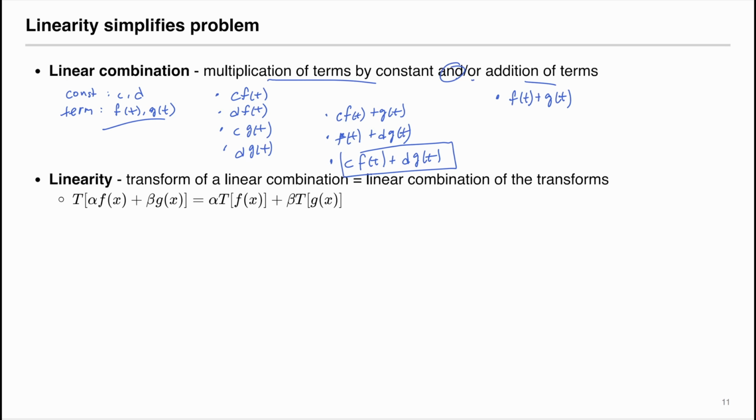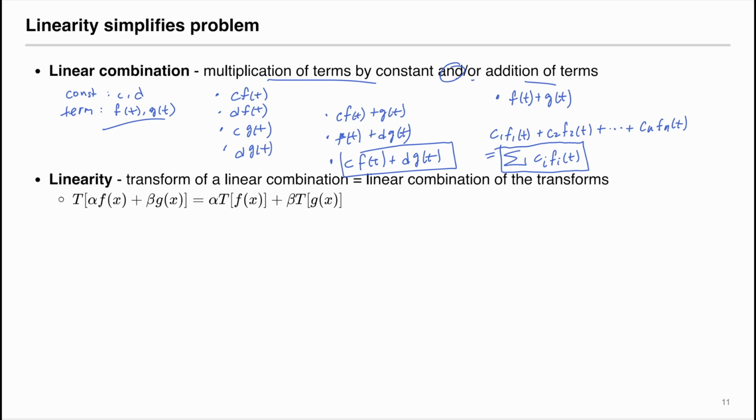We can also generalize that for n terms, where we have c1 f1 plus c2 f2 plus up to cn of fn, and this can be written in the form of summation of c of i, f of i. This is the most general form of linear combinations.